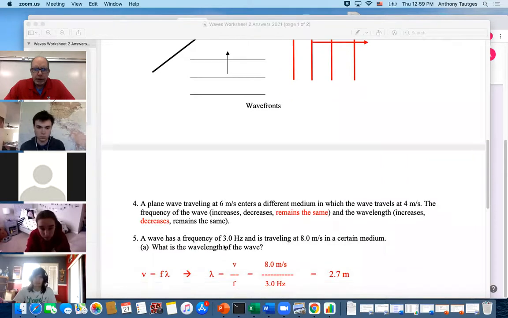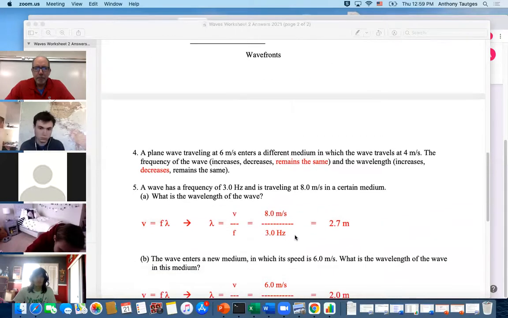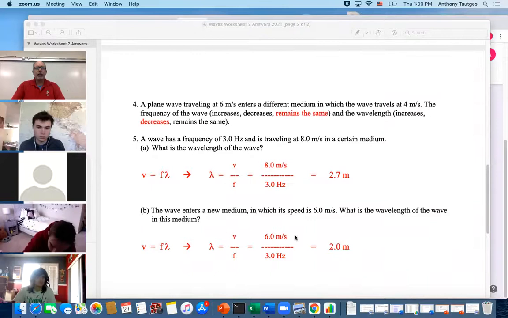Next, a plane wave traveling in a different medium: the speed slows down. The frequency remains the same, and the wavelength decreases by v equals f lambda. If the speed goes down, the wavelength goes down. The frequency remains the same. For number 5, I saw many correct answers here. The biggest trouble that I've seen was on numbers 2 and 3. Numbers 4 and 5 looked pretty good.